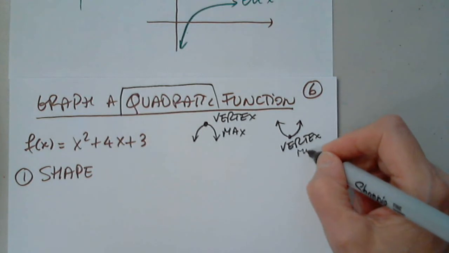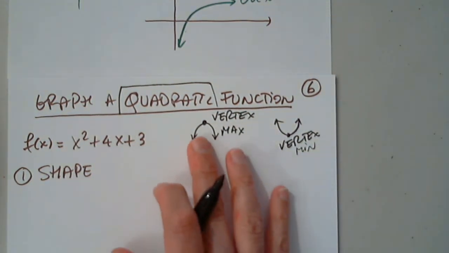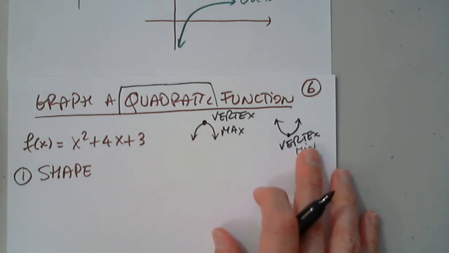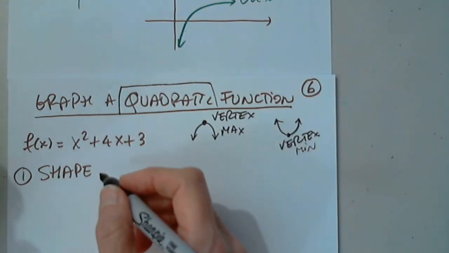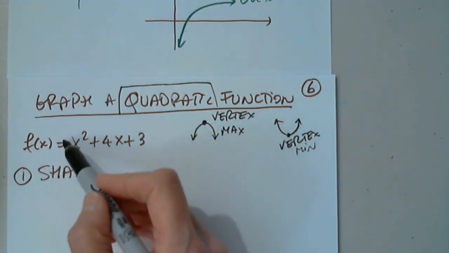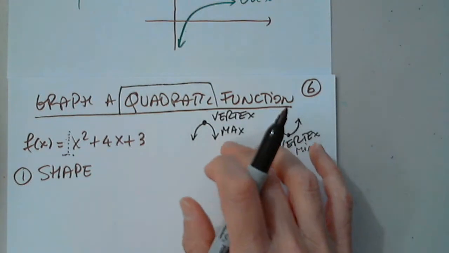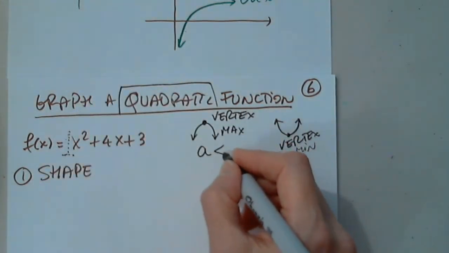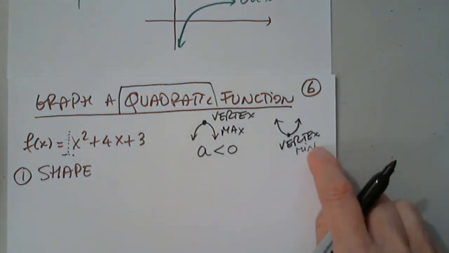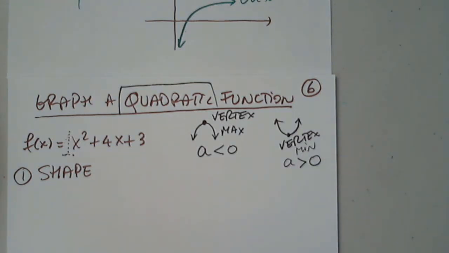The vertex is a minimum. And I know that from the very beginning, whether it's this shape or this shape. Does anyone remember how? The leading coefficient. I agree. So this one happens when the leading coefficient, which is denoted by A, is a negative number. This one with a minimum happens when the leading coefficient is a positive number.